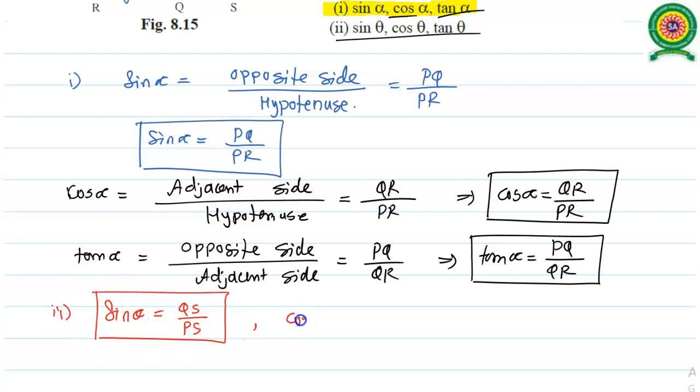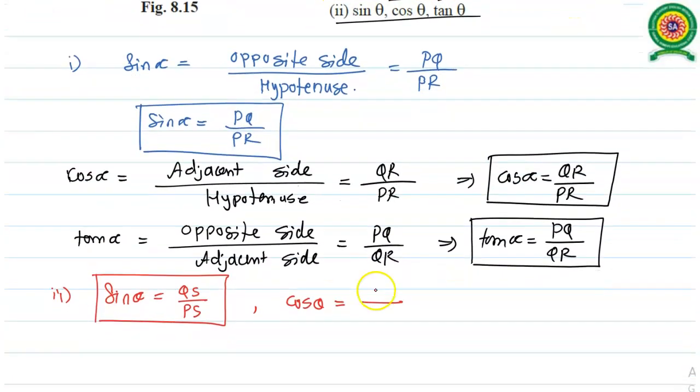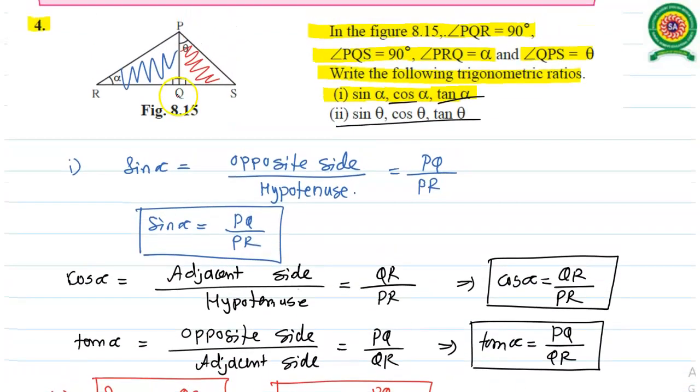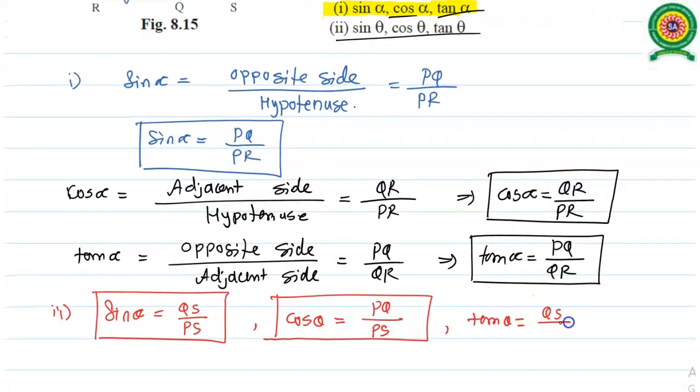Now to evaluate the cosine of theta, the cosine value is the adjacent side upon the hypotenuse. Which is the adjacent side? PQ. And which is the hypotenuse? PS. So we get PQ divided by PS. Now to evaluate the tangent of theta, the basic formula for tan theta is opposite side upon adjacent side. The opposite side is QS, the adjacent is PQ, so the value of tan of theta is QS divided by PQ.